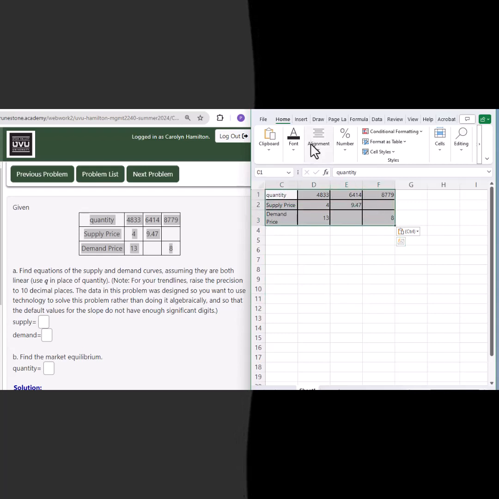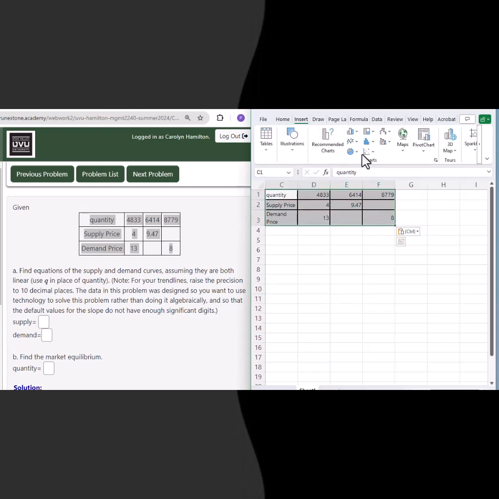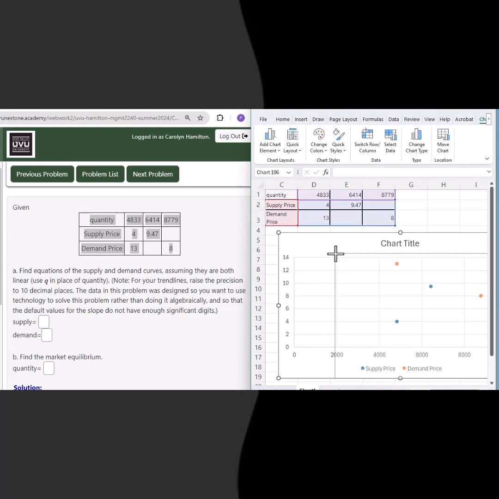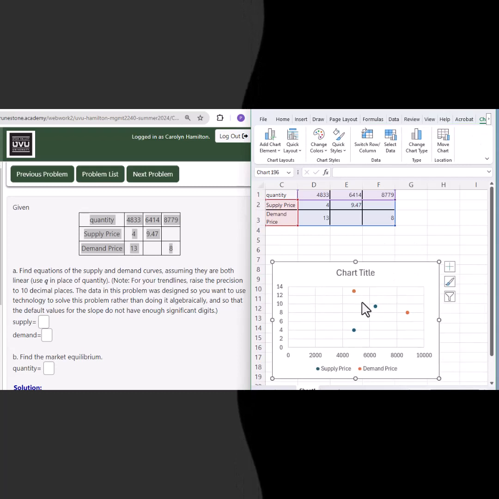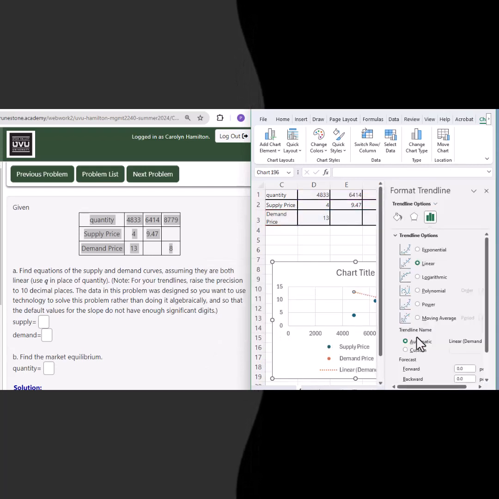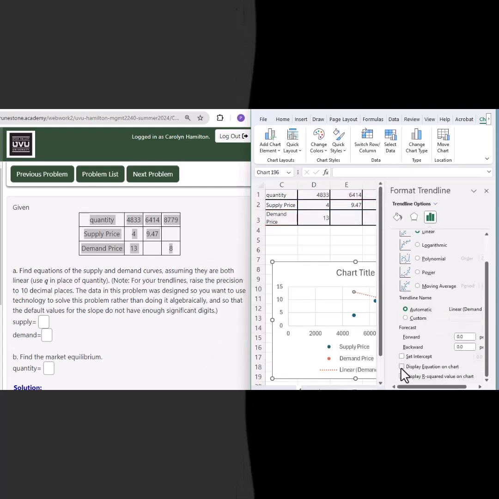Let's get everything graphed. Insert a scatter plot. It picked up supply and demand correctly. Let me give myself some room here. Okay, let's get our trend lines. Both linear trend lines, so that's good.